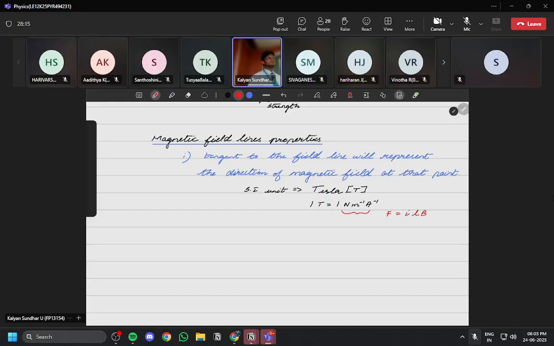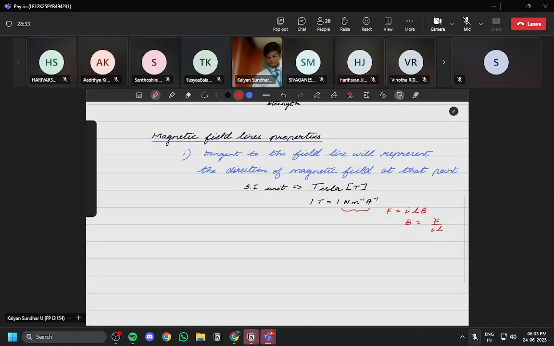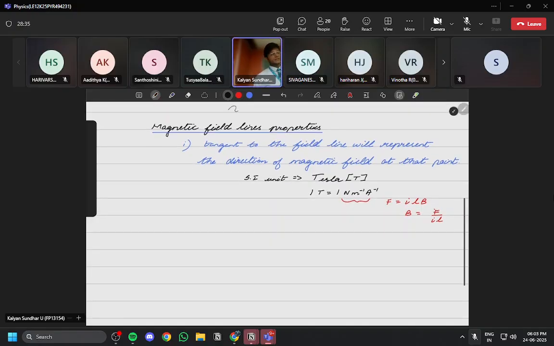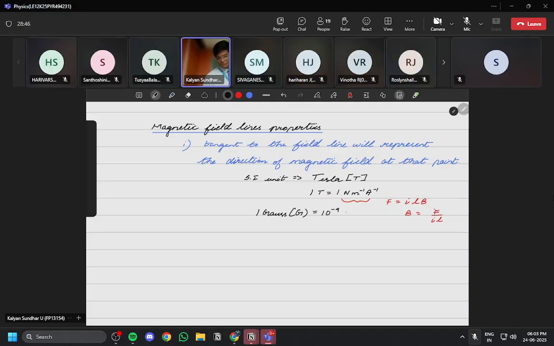Chapter, right? So from here, what is the magnetic field value? F divided by I into L. So force is Newton per meter, which is nothing but your Tesla value. And more often, when it comes to the Earth's magnetic field, we'll be writing it as 1 Gauss, which is capital G, is equal to 10 to the power minus 4 Tesla.